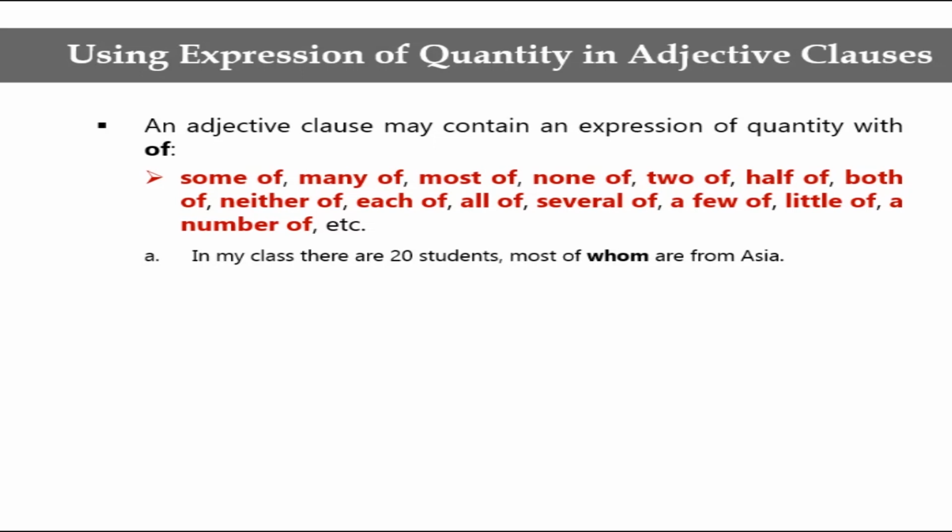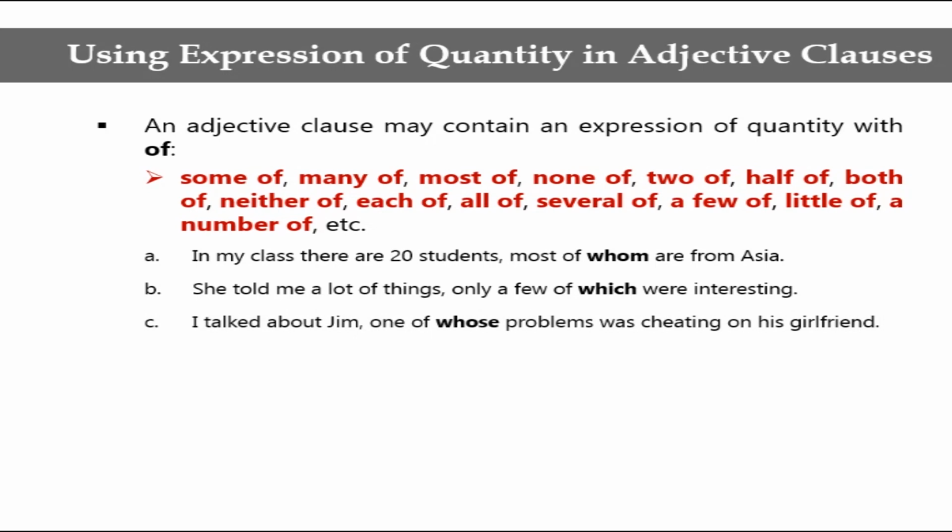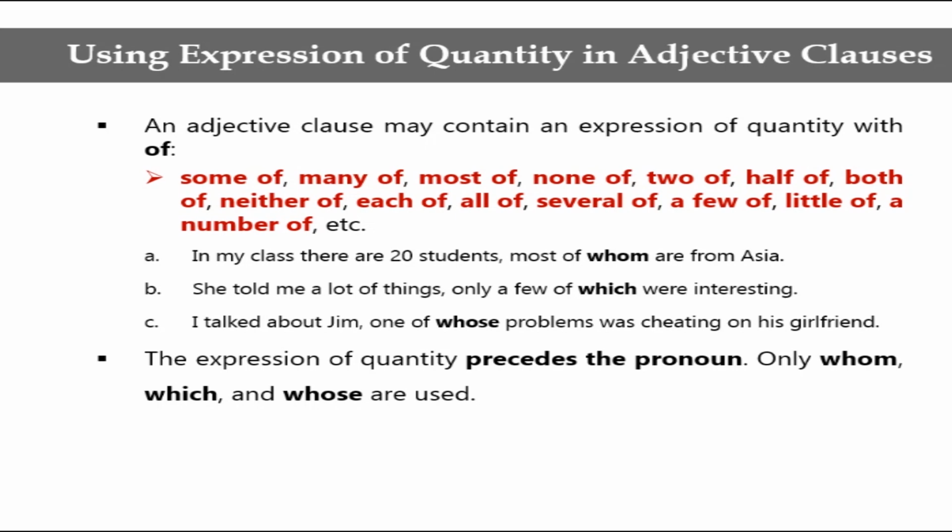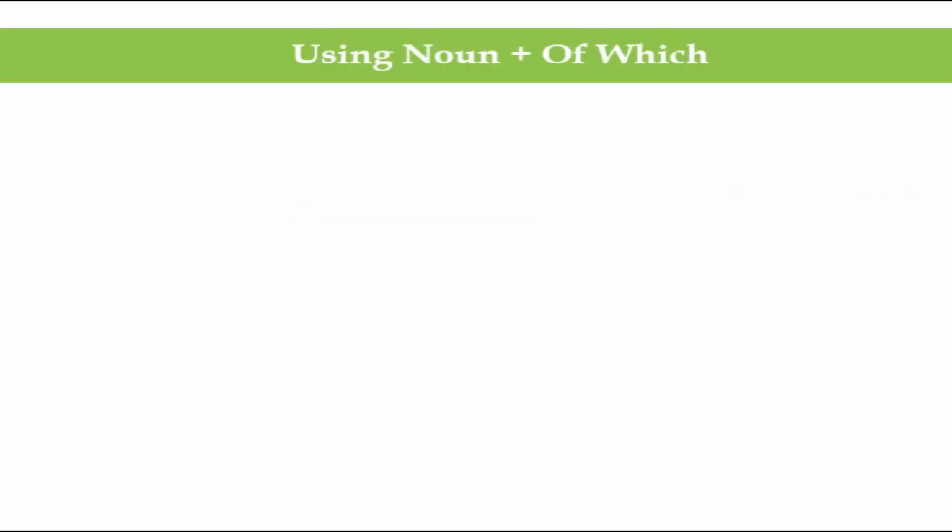In my class, there are 20 students, most of whom are from Asia. Example B. She told me a lot of things, only a few of which were interesting. Example C. I talked about Jim, one of whose problems was cheating on his girlfriend. The expression of quantity precedes the pronoun. Only whom, which, and whose are used.